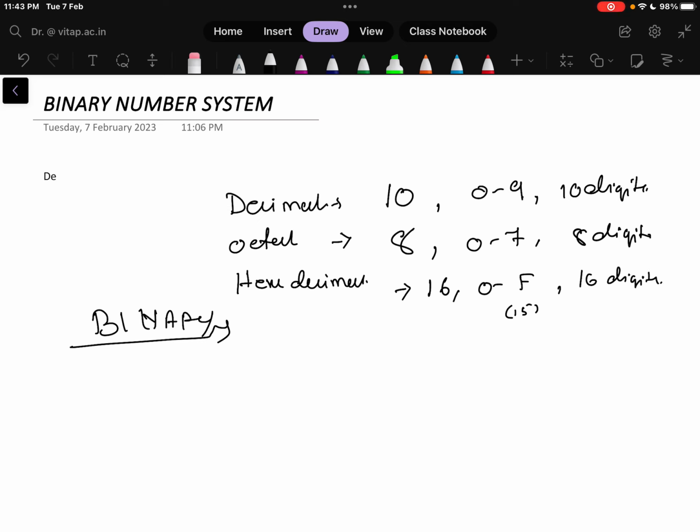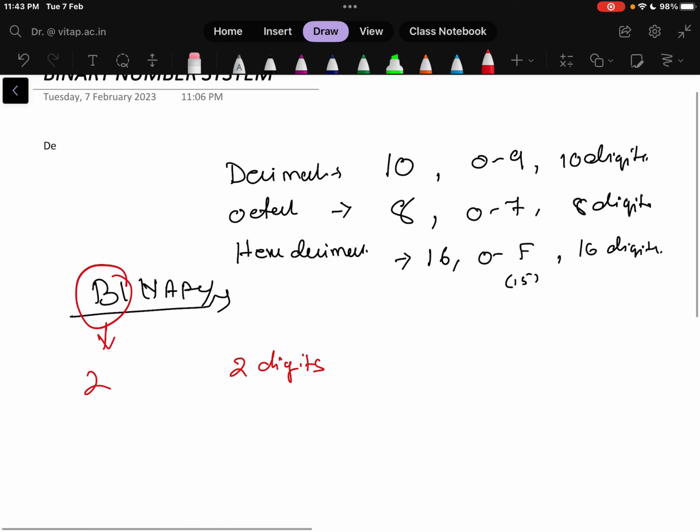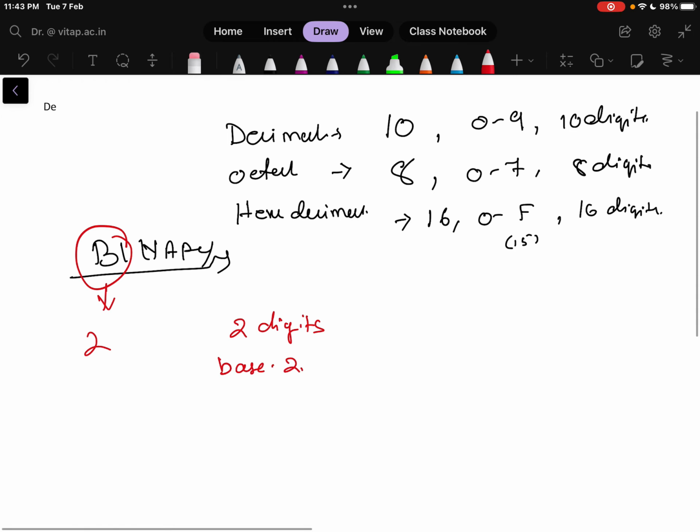Now, when it comes to binary, the word bi represents 2. Okay. So, that means it is a number system that uses 2 digits, and here the base is 2. So, what are the 2 digits? 0 and 1. These are the 2 digits that are used in a binary number system.